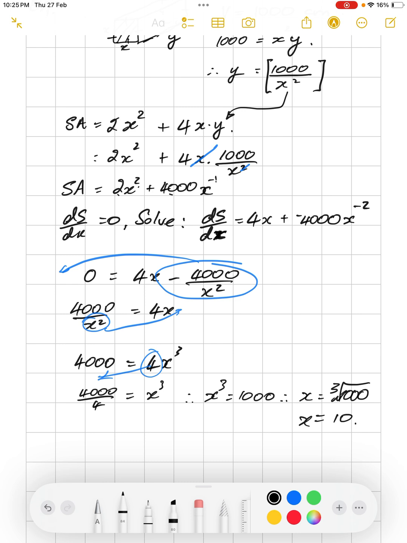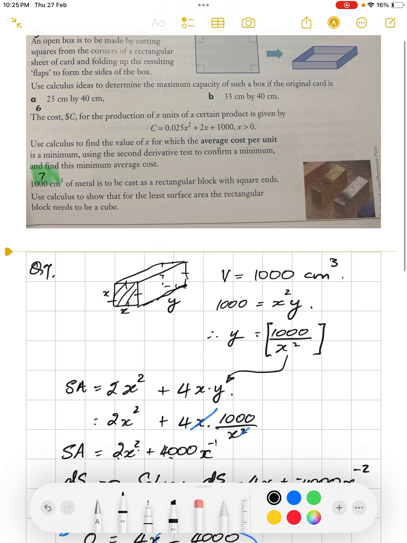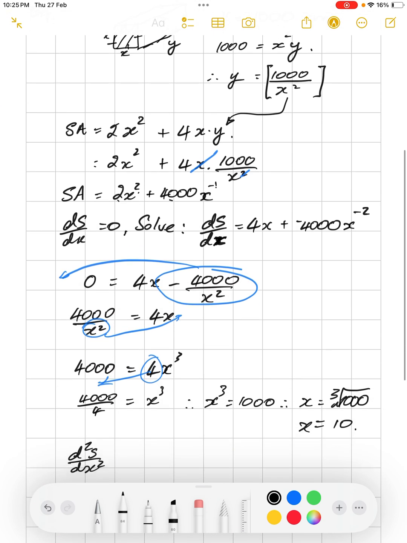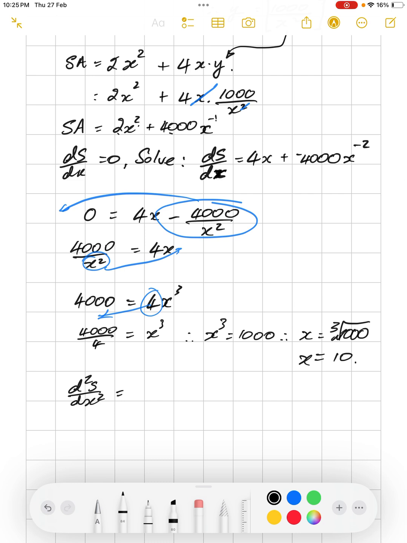Well, we've got a solution for our optimized, but we need to put it into a second derivative to test d2s/dx squared, and we want this to show that it's the least surface area. We want it to be a minimum when x is 10. So the derivative is 4x, plus, oh no, there's the derivative. So we want to derive that. So the derivative of that is 4 plus 4,000 times 2, because we've got 2 negatives, is 8,000, x to the negative 3.